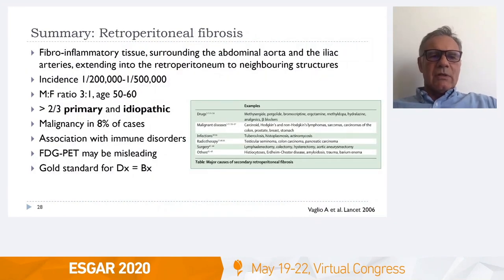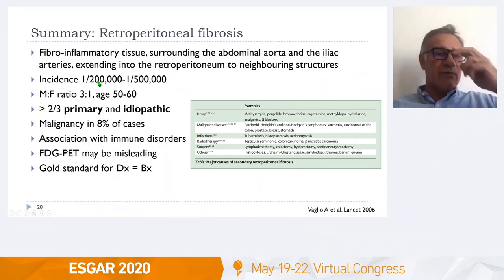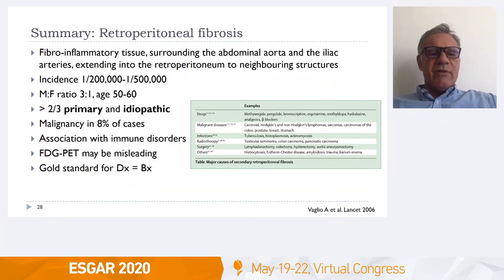So just to summarize what is retroperitoneal fibrosis, it's made of fibrous tissue surrounding the abdominal aorta and the major arteries. It extends into the retroperitoneum. It's quite rare. It causes a urinary obstruction. The incidence is 1 out of 200,000. There's a male predominance, and typically this disease occurs at the age around 50 or 60.